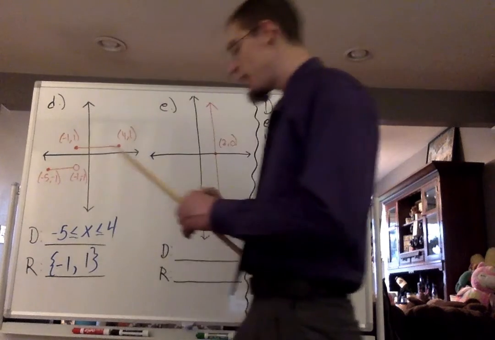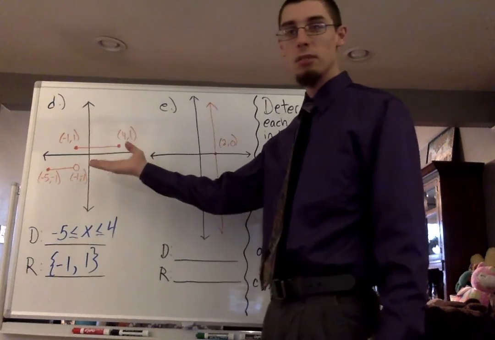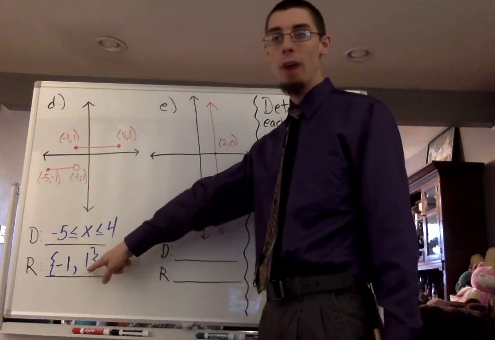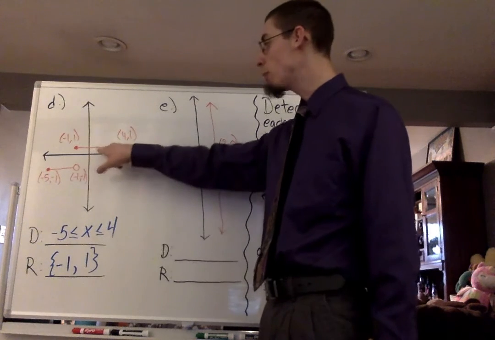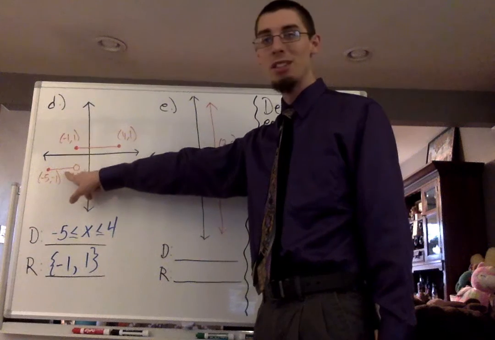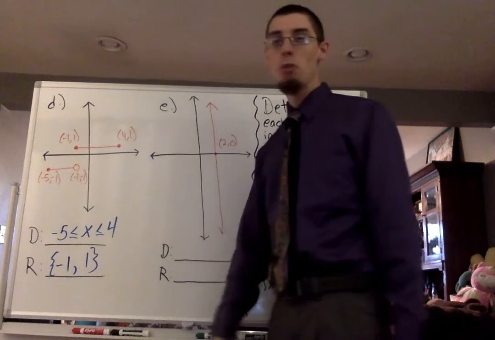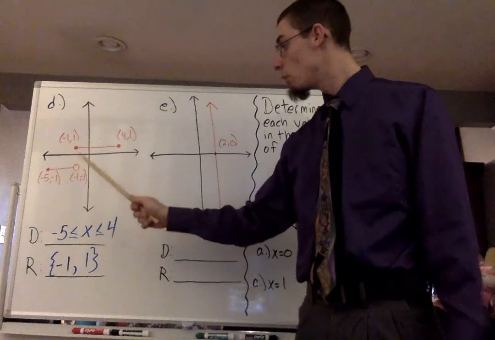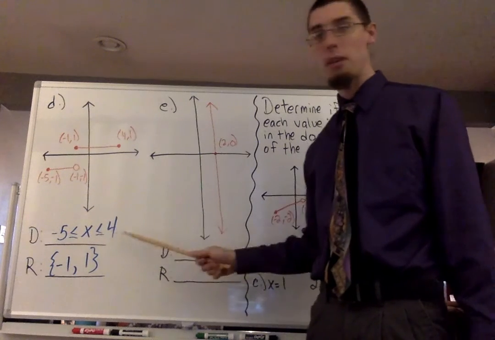If you were to just sit and write out points that you see on this graph, every point would have one of those two y values. Every point up here would have a y value of 1. Every point down here would have a y value of -1. The x's would be any number in between -5 and 4.